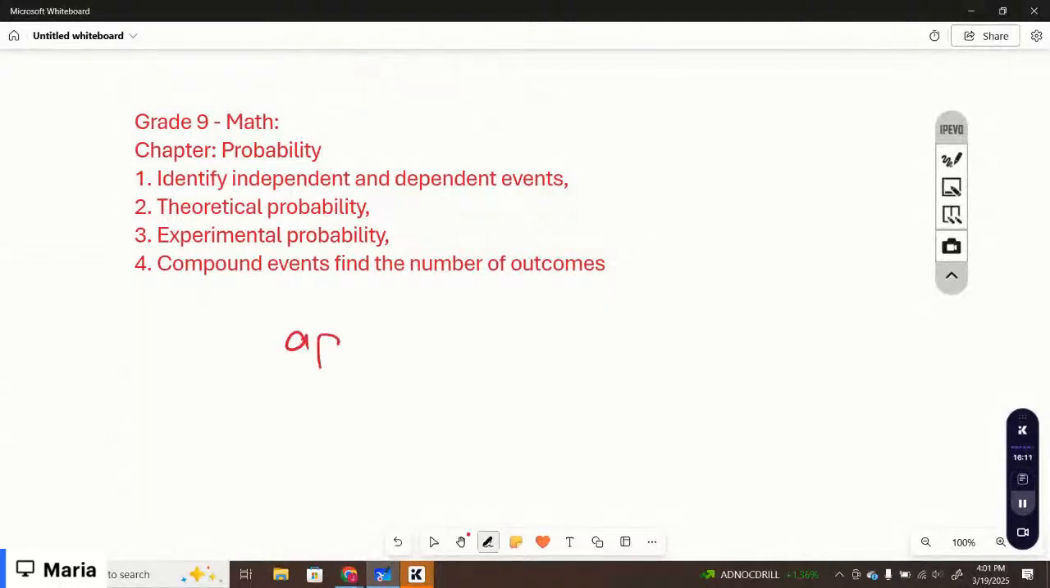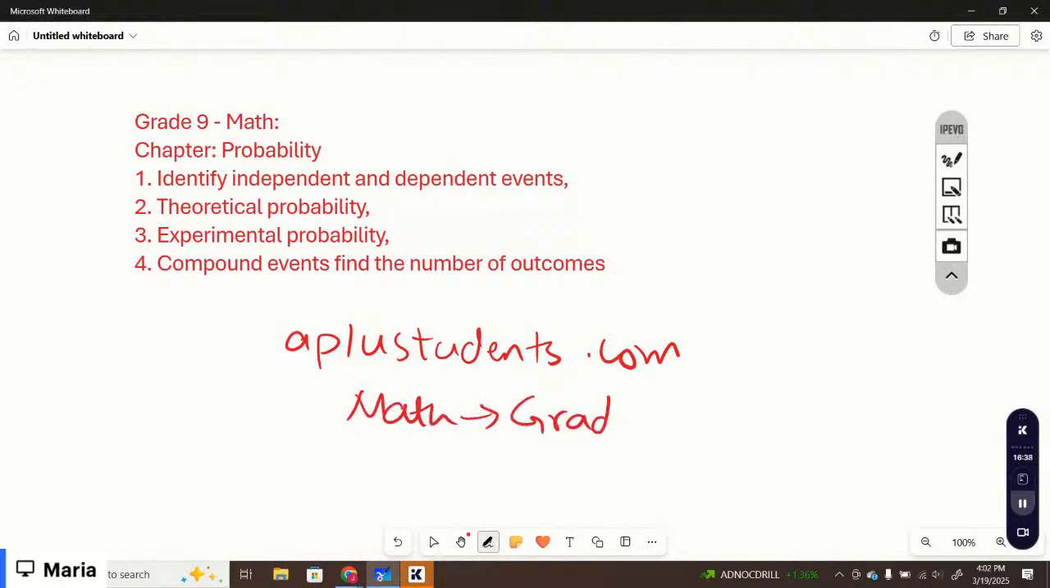You can find online lessons at students.com. You have to log in there using your email address and password as provided by the administrator. Then you have to select math from the subject tab. Scroll down to grade 9 math and then click on view all lessons. There you can find a list of the chapters. We are going to start with the chapter probability.